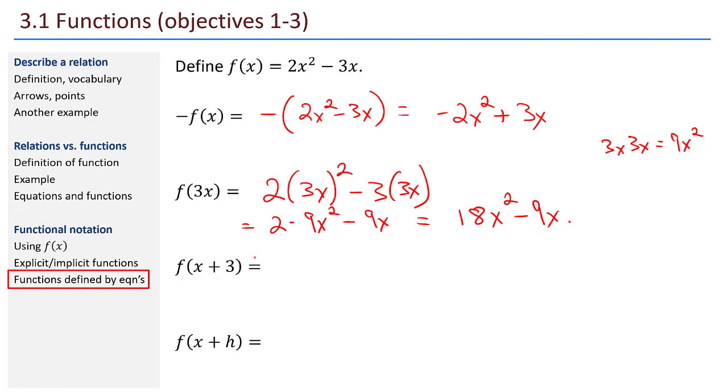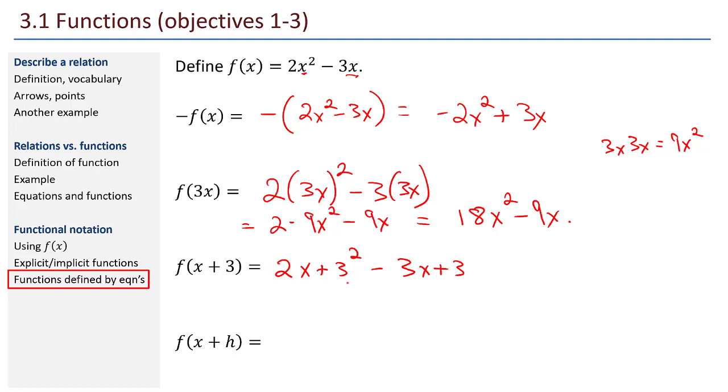f of x plus 3. So let's just replace the x with x plus 3. Now you really have to be careful, because I'll write something that's wrong, and you tell me why it's wrong. So I want to replace the x with x plus 3, so 2x plus 3 squared minus 3x plus 3. Right, do you see what's wrong?